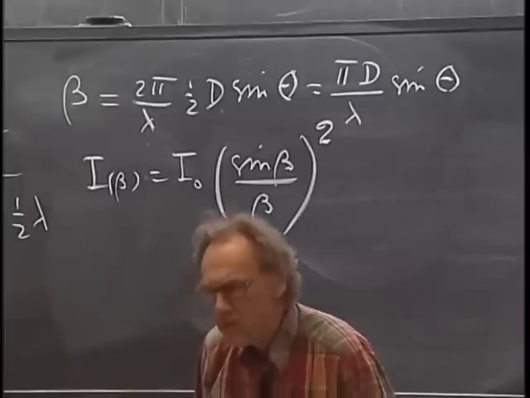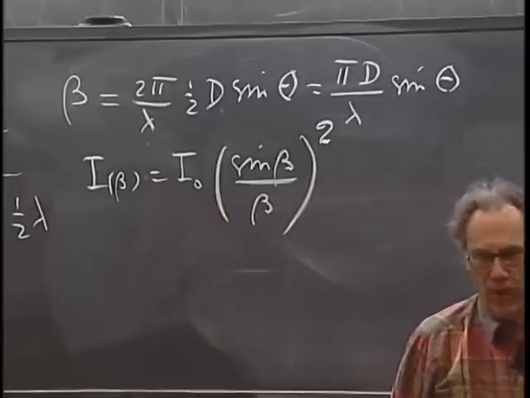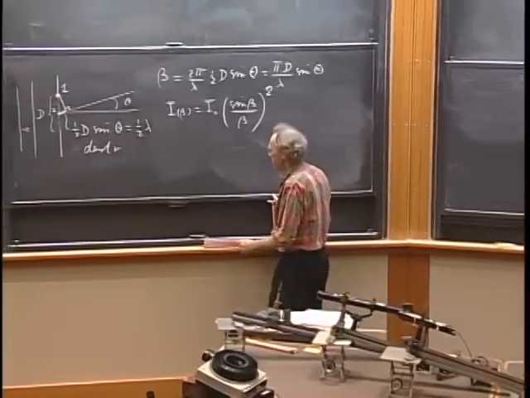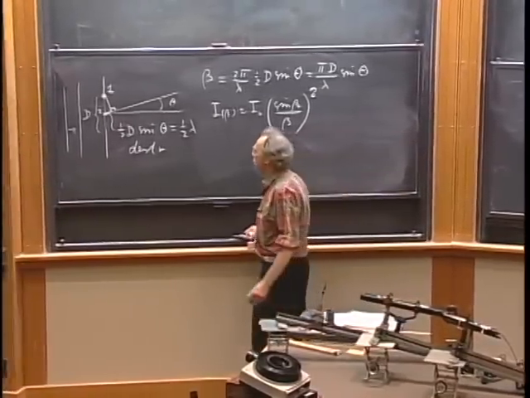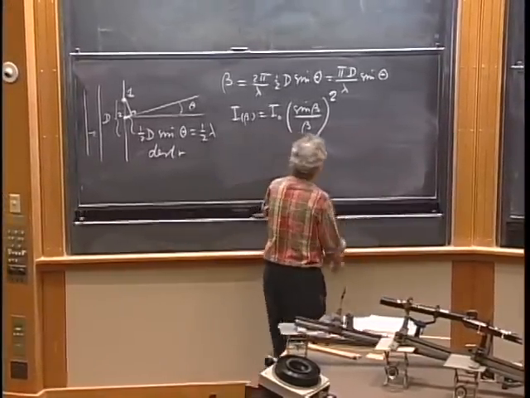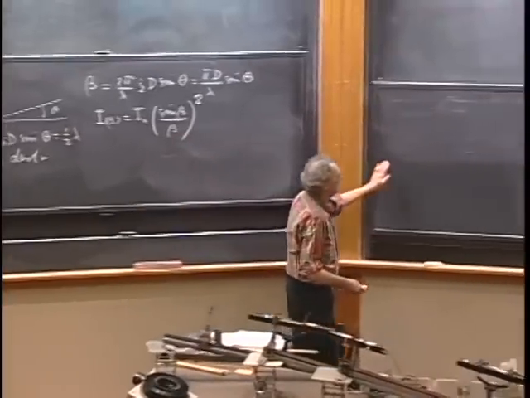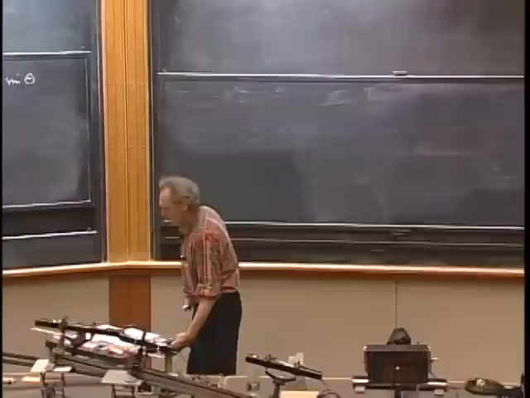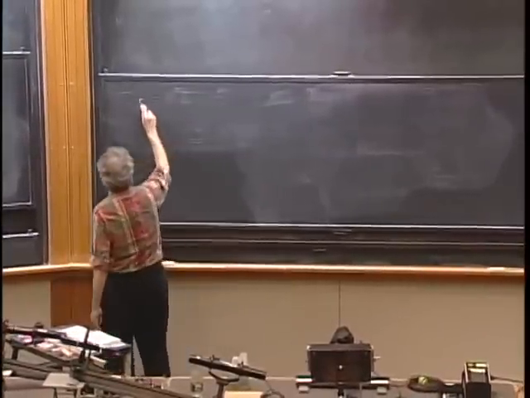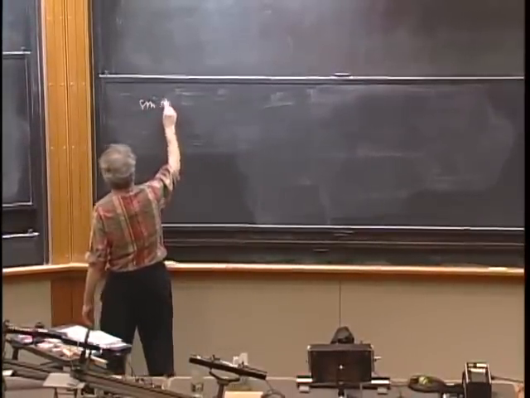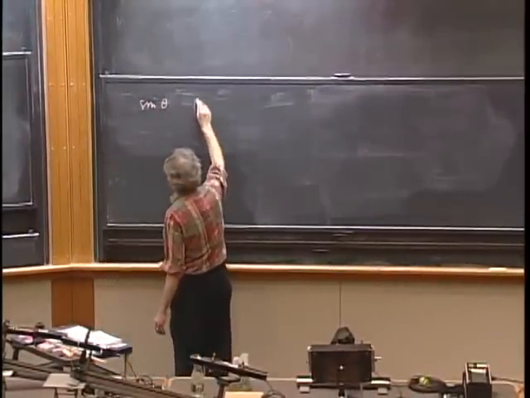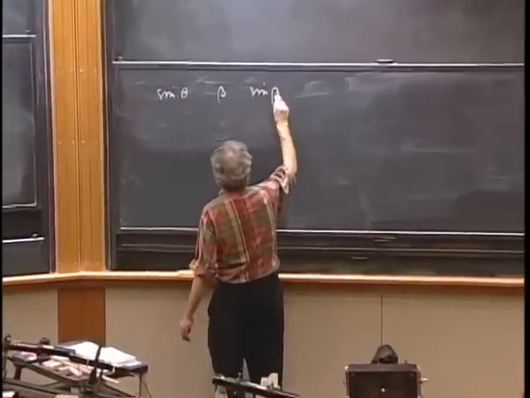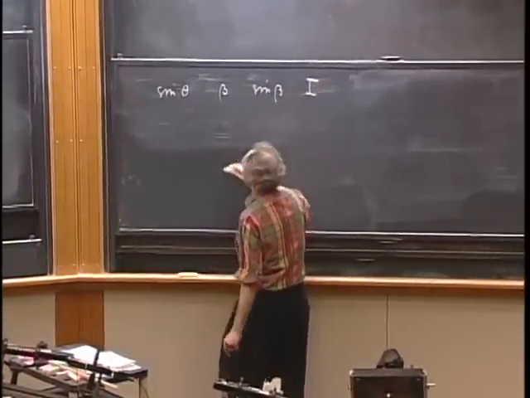And this function is very different from a grating function. And before I plot it, let me make a few calculations. I'll do it here on the center board so that you can still compare with this equation. So I'm going to write down here what the sine of theta is. And then here in my column comes beta. And then here comes the sine of beta. And here comes the intensity I.